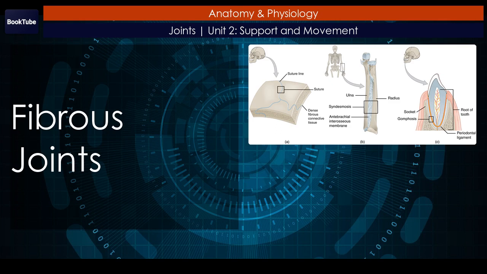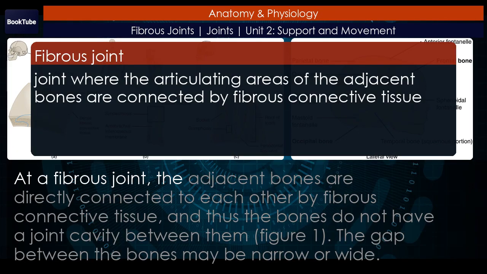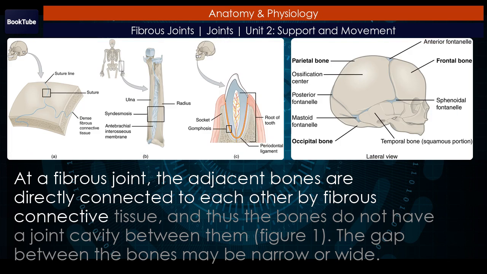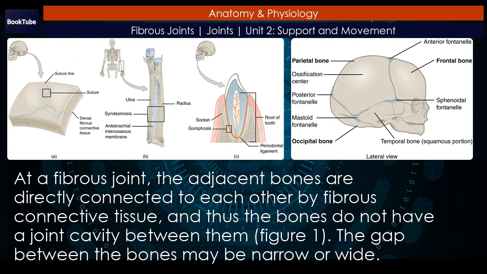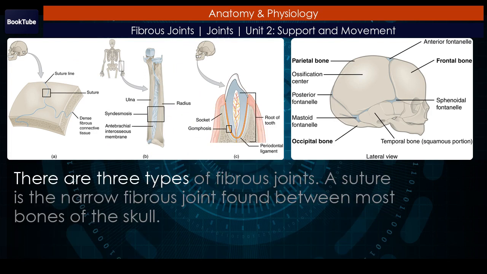Fibrous joints. At a fibrous joint, the adjacent bones are directly connected to each other by fibrous connective tissue, and thus the bones do not have a joint cavity between them. Figure 1. The gap between the bones may be narrow or wide. There are three types of fibrous joints.